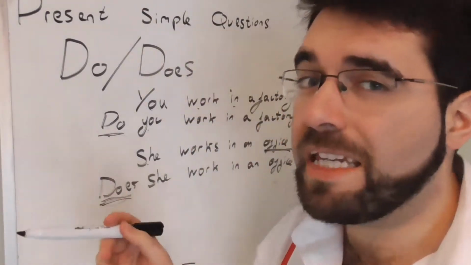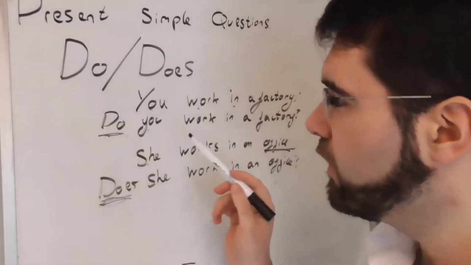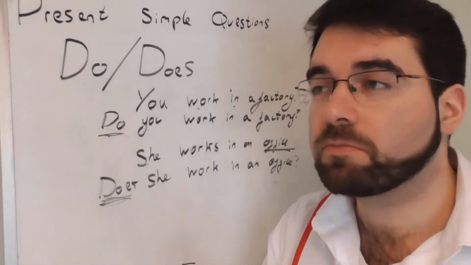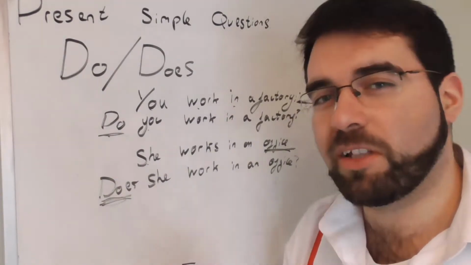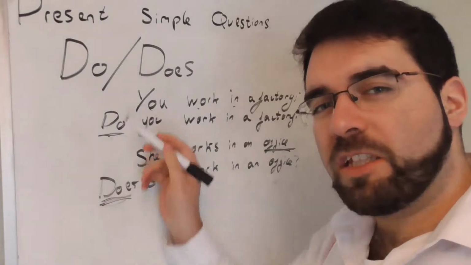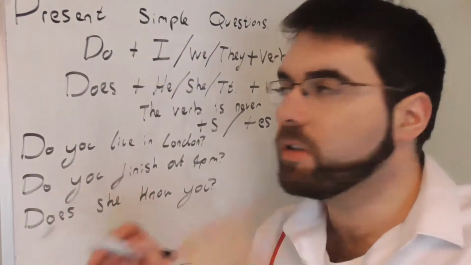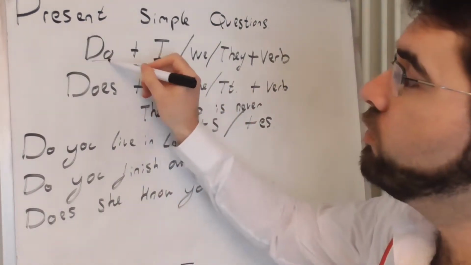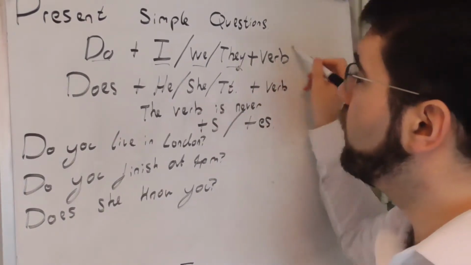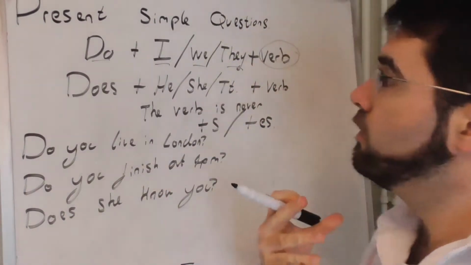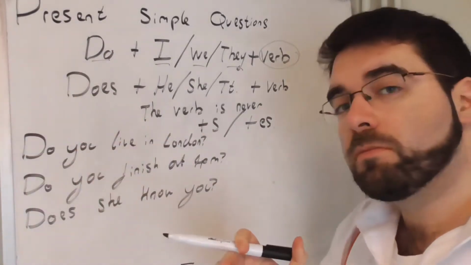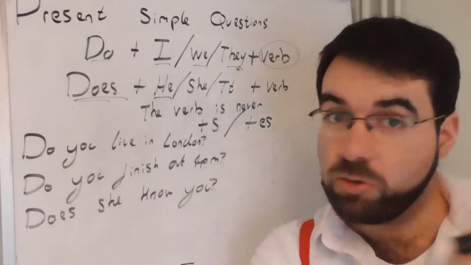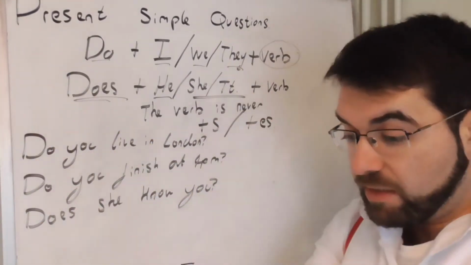We can go a little complicated with the did, but let's keep it simple with the do. So, do you work in a factory or do you work in an office? Where do you work? Interesting one. Let's look at these in a little more detail. By using a do or a does, we can turn the statement into a question straight away. So we have do plus I, we, they, and the verb. Do I? Do we? Do they? Does he? Does she? Does it?